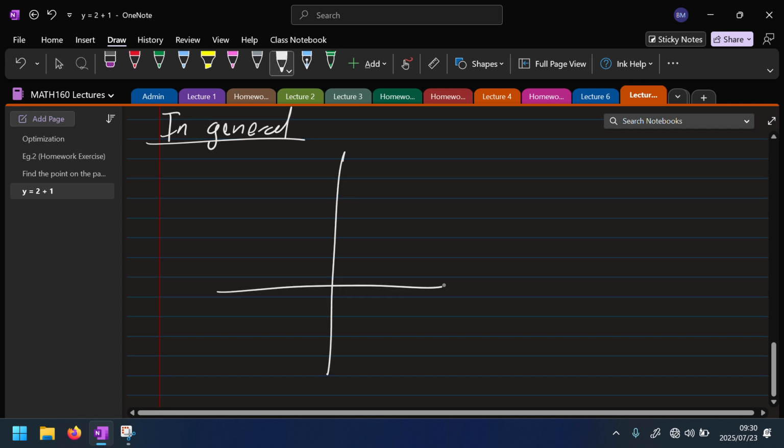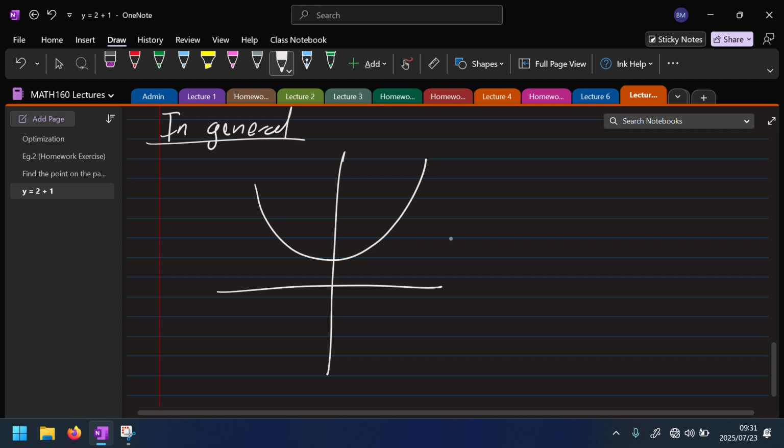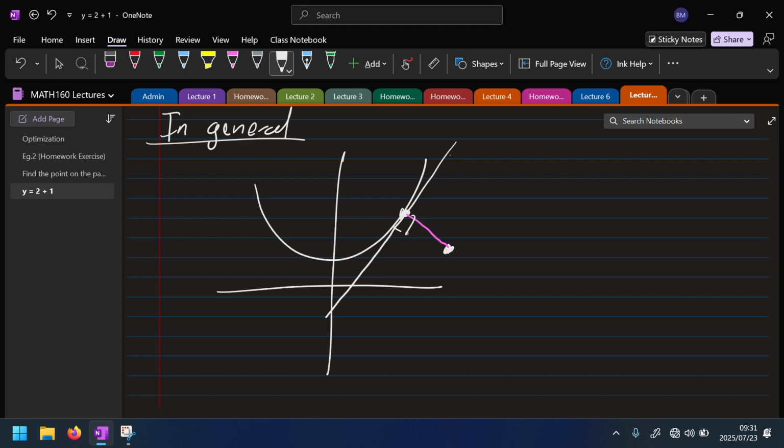So let's say we got a parabola from that first example. We've got some points over here, some points over here. There's going to be some minimum distance line like that. So that line, like our PQ line, will always be perpendicular to the curve. And by perpendicular to the curve, I mean perpendicular to the tangents.